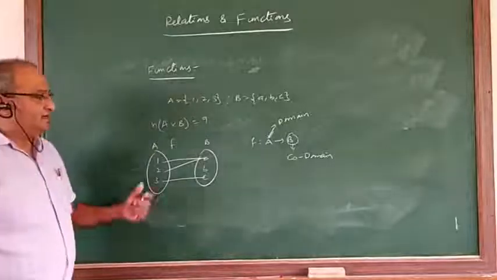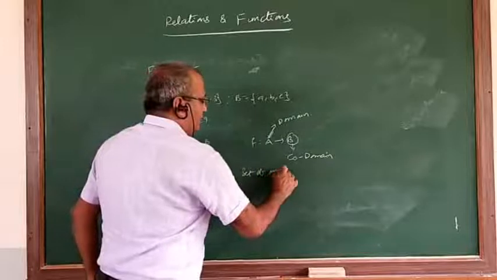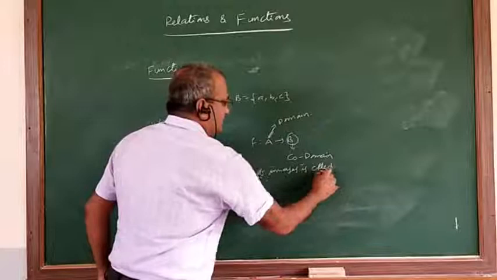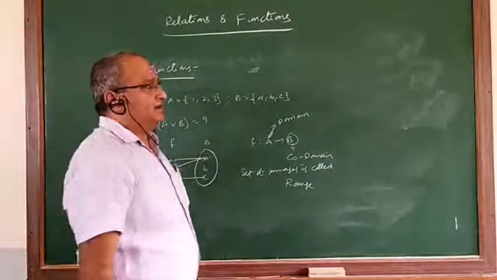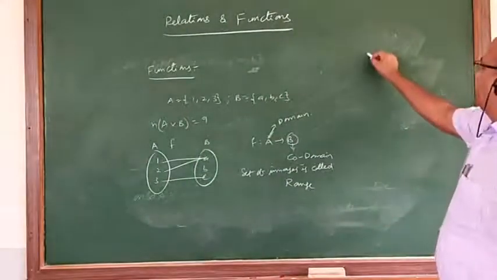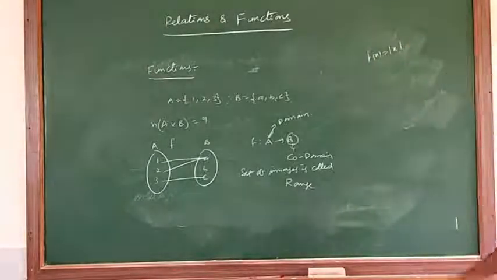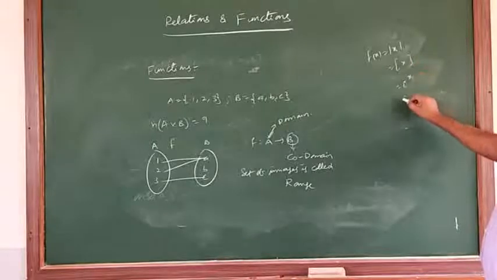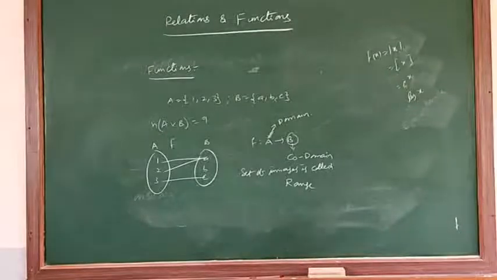Domain and codomain, and set of images. The set of images is called range. So in first year we draw the graphs f of x is equal to mod x, and we write the domain and range of this one, step x, e power x, log x. Like that we have many functions with domain and range.